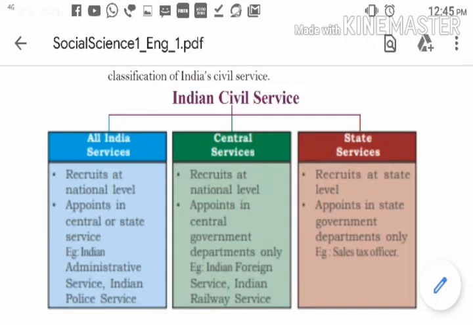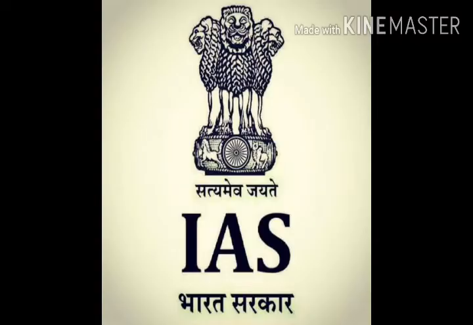So first one, all India service. All India service is the topmost level. They are appointed at the central or the state level. We call them national level. Example, IAS, Indian Administrative Service. IAS is the topmost bureaucratic position under the public administrative system. You know IAS full form, Indian Administrative Service. So it is an example of the All India service.